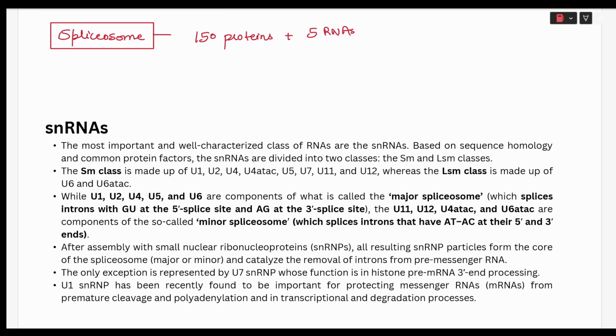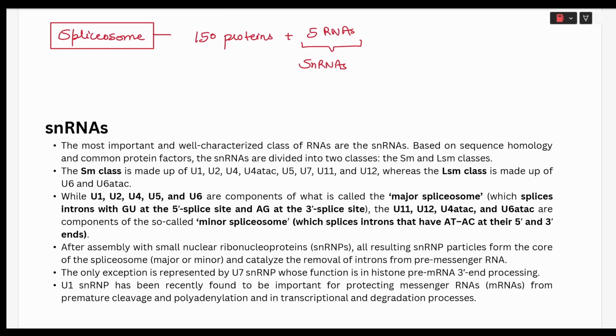Okay. Now let's talk about these RNAs. For example, if an RNA is used in making a ribosome, we call it a ribosomal RNA. These are different than that. These are known as the snRNAs. The snRNAs stand for small nuclear RNAs. Now, as I have already mentioned here, we have 5 of them, and they are your U1, U2, U4, U5, and U6. These are the normal ones.